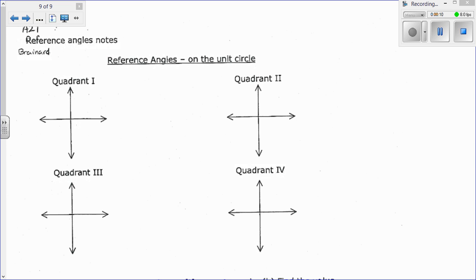Today we are going to talk about reference angles on the unit circle, and what a reference angle is: an angle which is positive and acute between the x-axis and terminal ray.